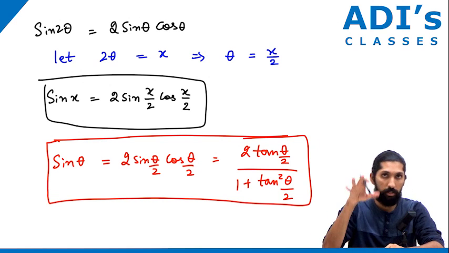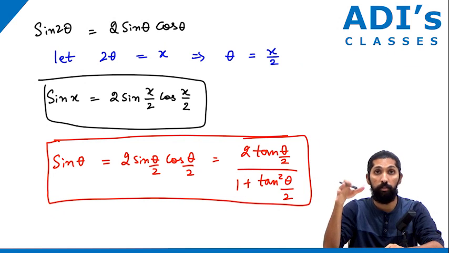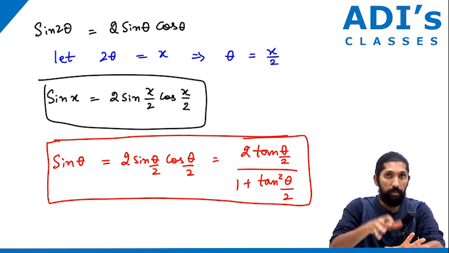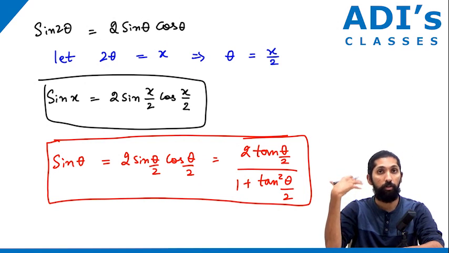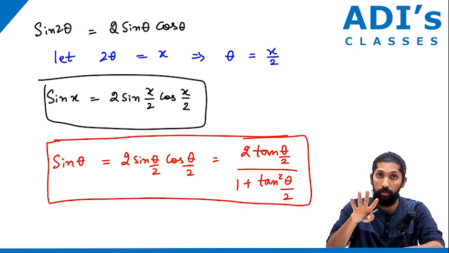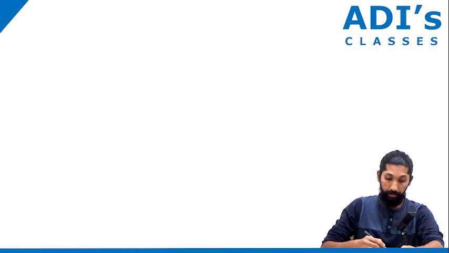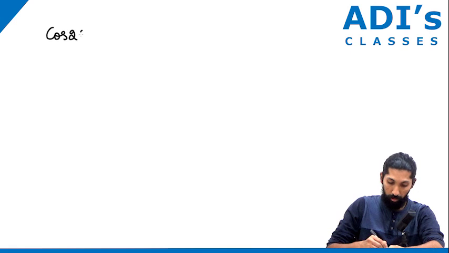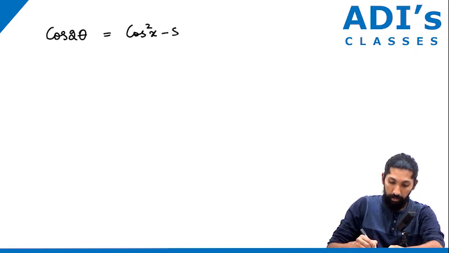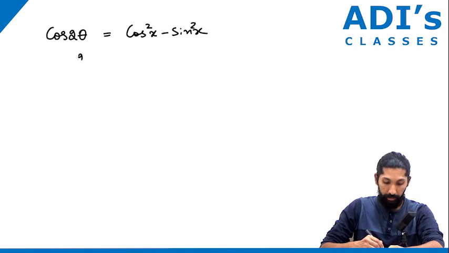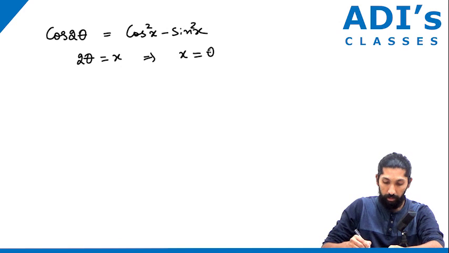So don't you think we are just making use of what we used in the multiple angle? Using the same, we can get it. That means for cosine, you are going to have 4 submultiple angles. We'll look into those things now. For cos 2 theta, we'll take it as cos square x minus sin square x. Again, 2 theta is equal to x. So x is equal to theta divided by 2.